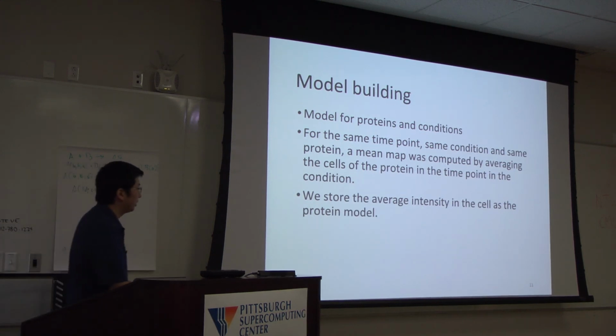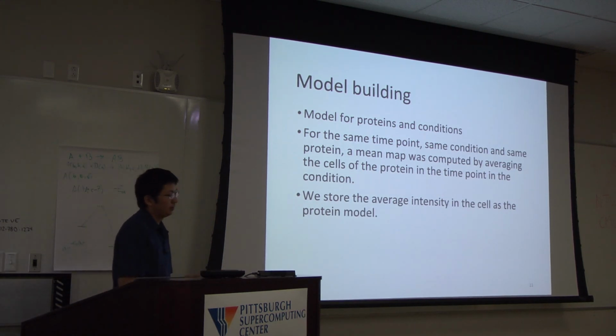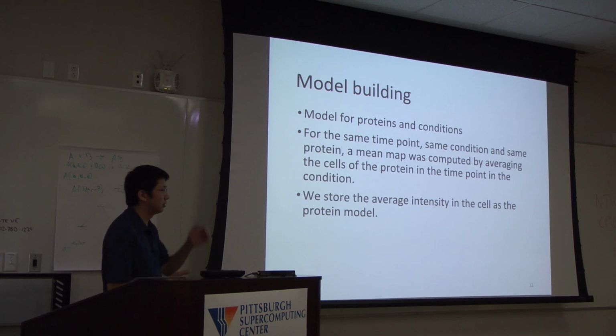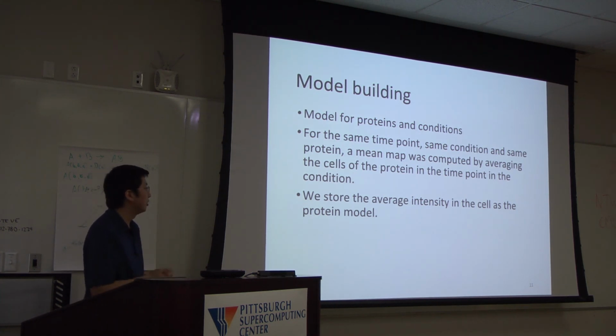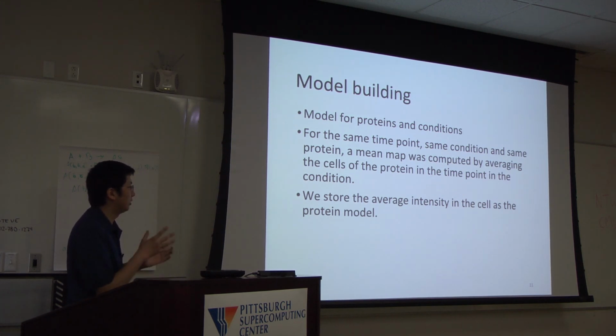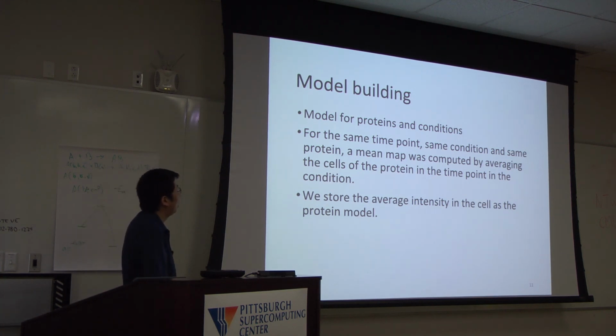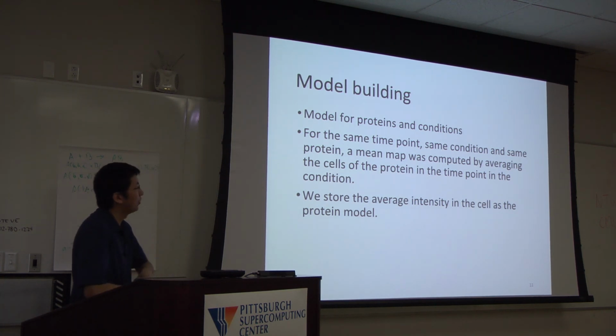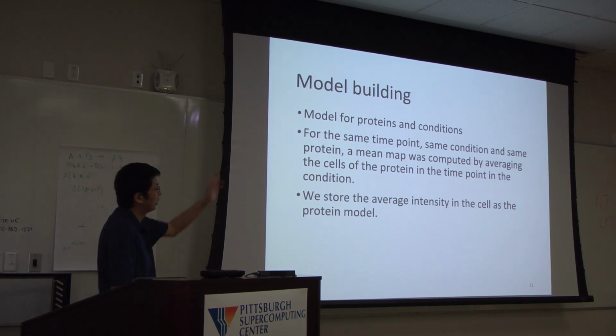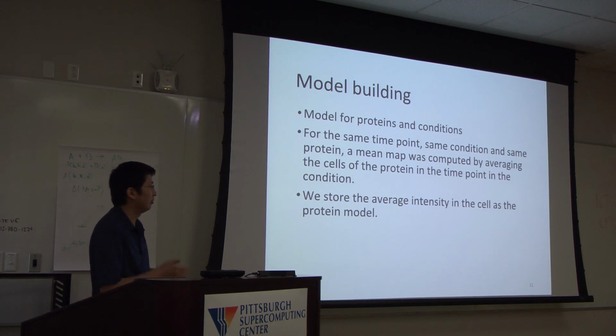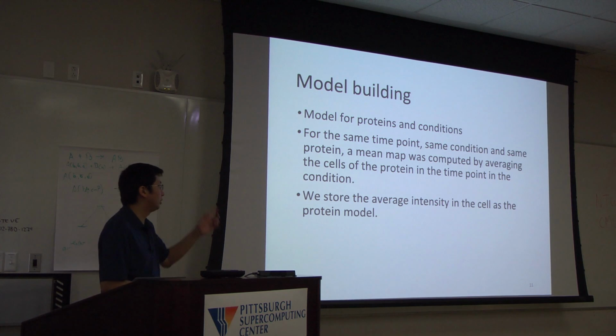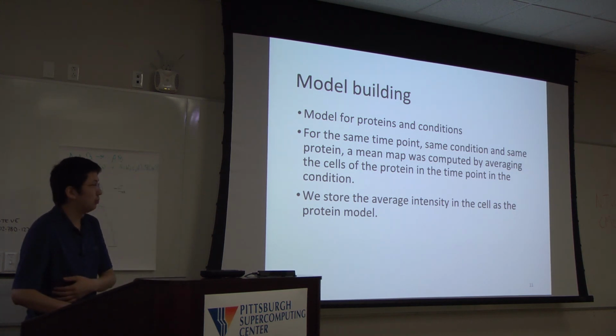After this, we can get a uniform shape for all cells, so we can make their pixel intensity comparable. Now we can build a model from our uniform cells with uniform shape. Our model is defined as a mean map for each protein, each time point, and each condition. We calculate the mean map by averaging the cells of the protein in the time point, in the condition. This is our model for the protein distribution.